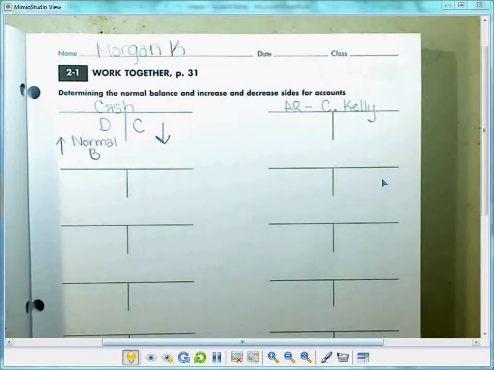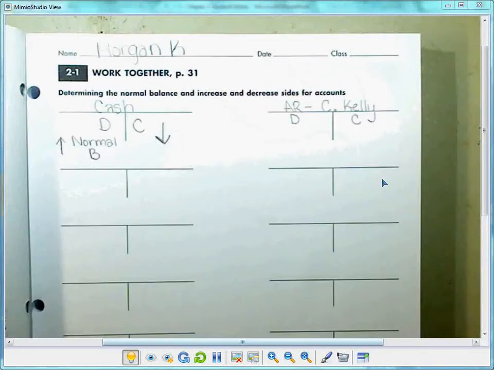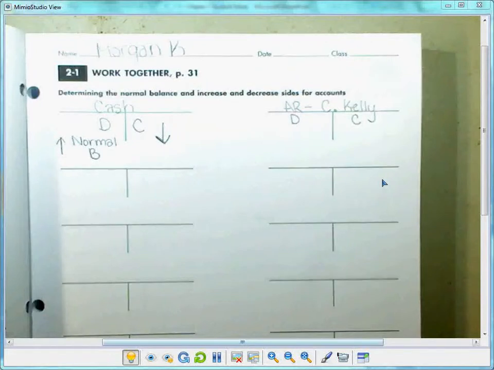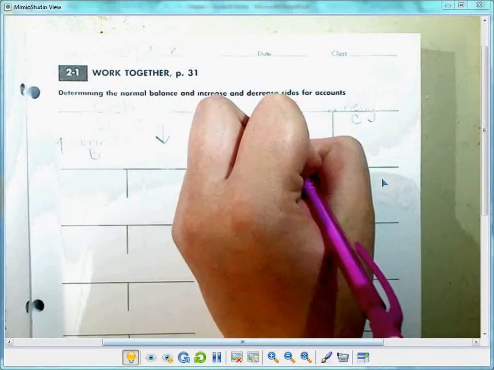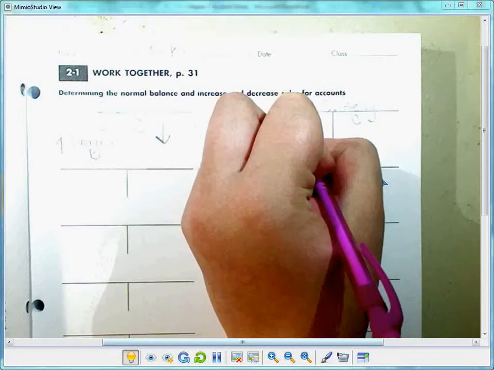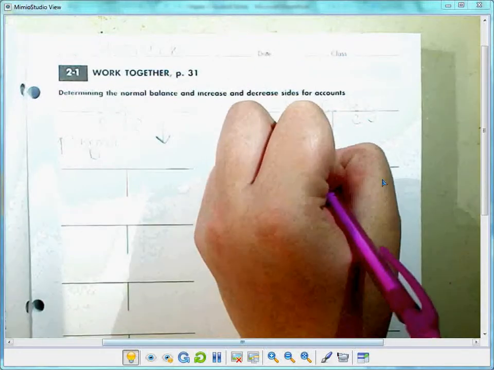Okay, label our debit and credit sides first. So just the same as before. Debit's on the left, credit on the right. What's our normal balance side? Credit? What's accounts receivable? Asset, liability, or owner's equity? Assets. So all assets increase on the debit. So normal balance is debit. Up arrow then that means is debit, down arrow credit.